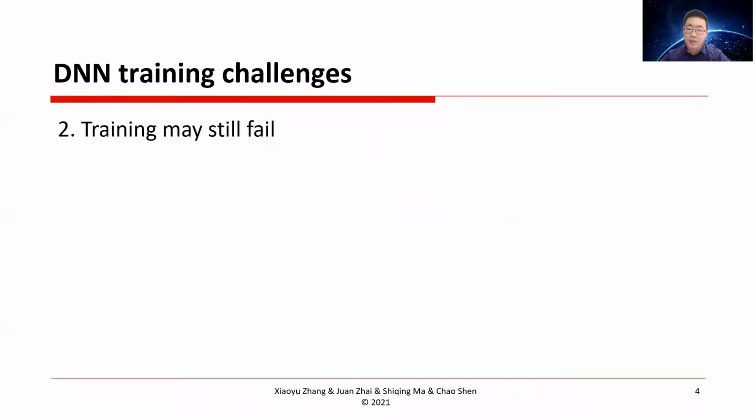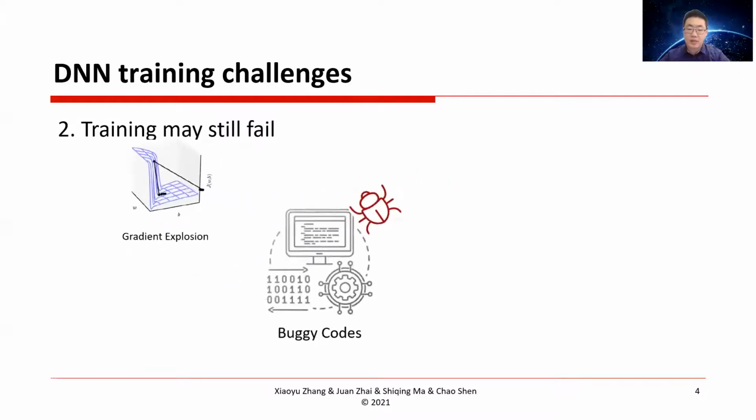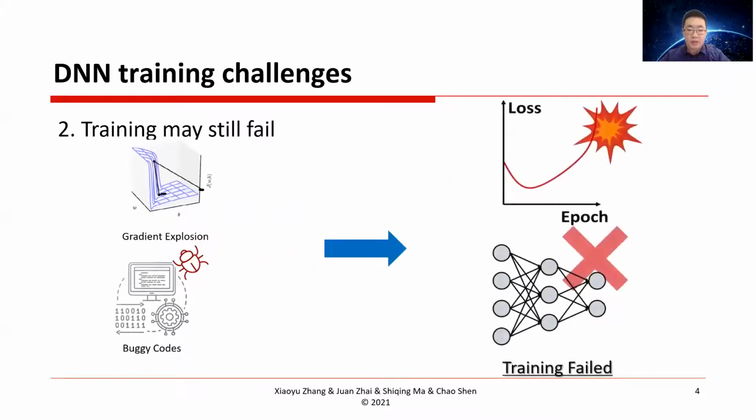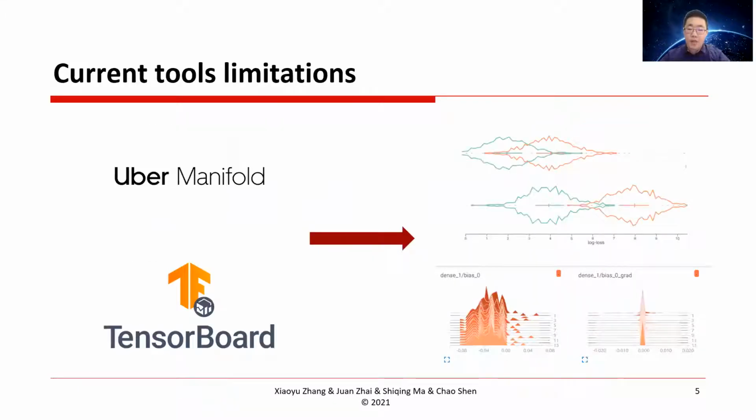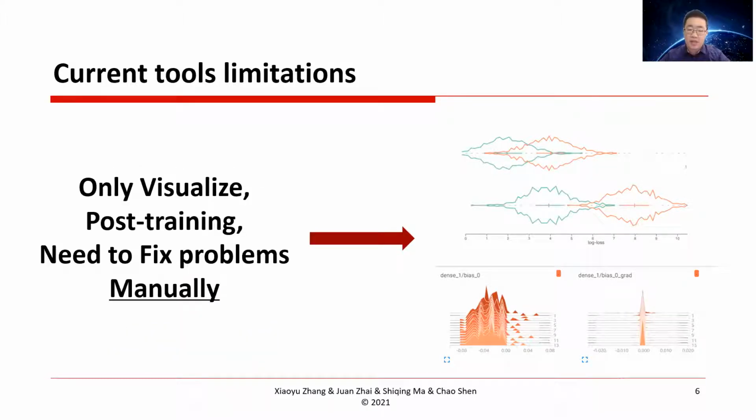Misfortune never comes singly. The onerous training may still fail and tend to non-convergence. There are many reasons for the training failure, such as the gradient explosion, buggy models. Most of them are training problems. However, existing training tools like TensorBoard and Manifold only provide limited support for training. They can track and visualize the training history, gradient, and weights, but they cannot detect the problem. Users still need to check the problems manually after training.